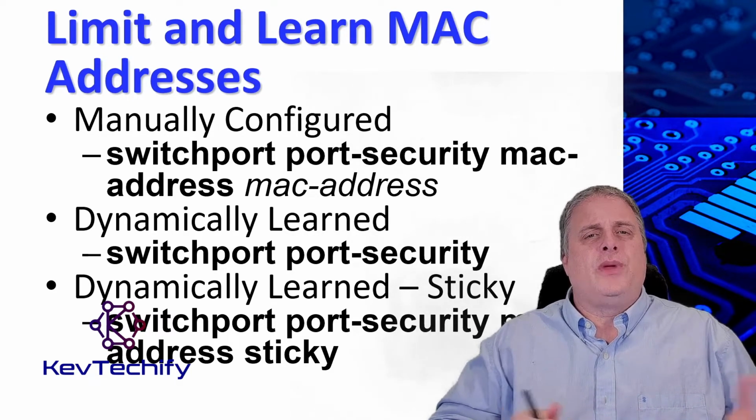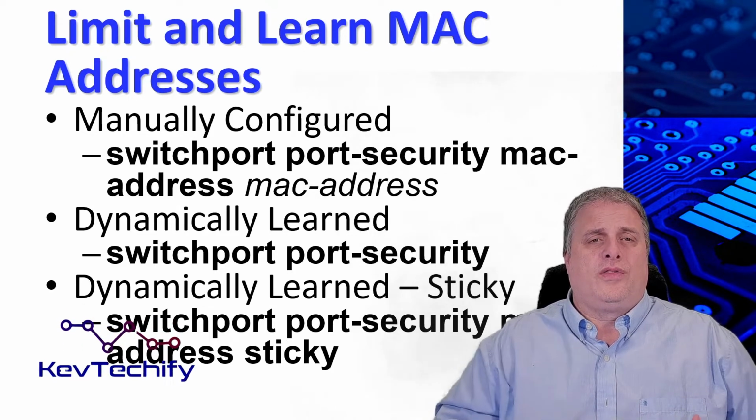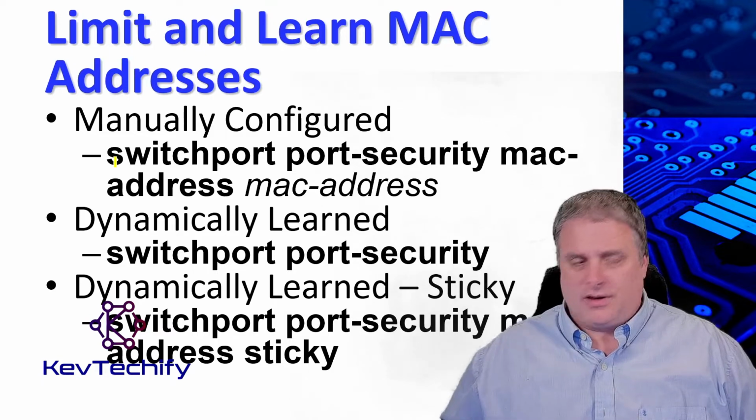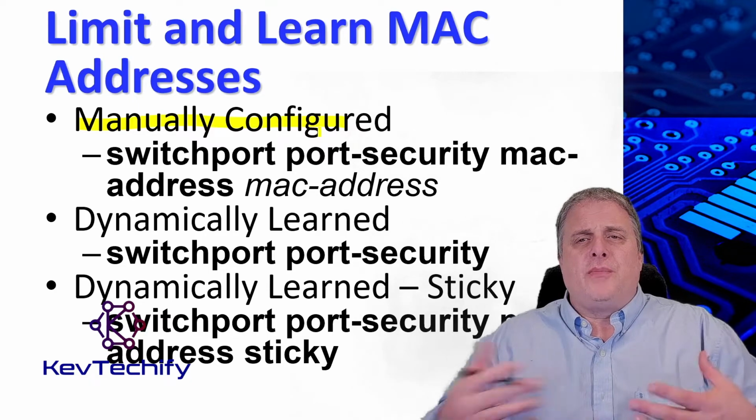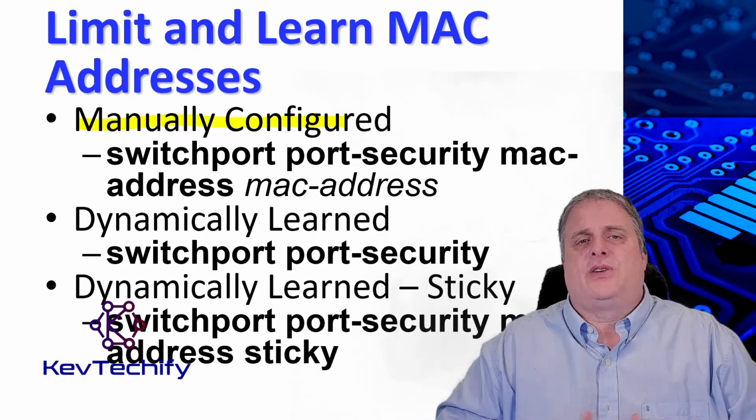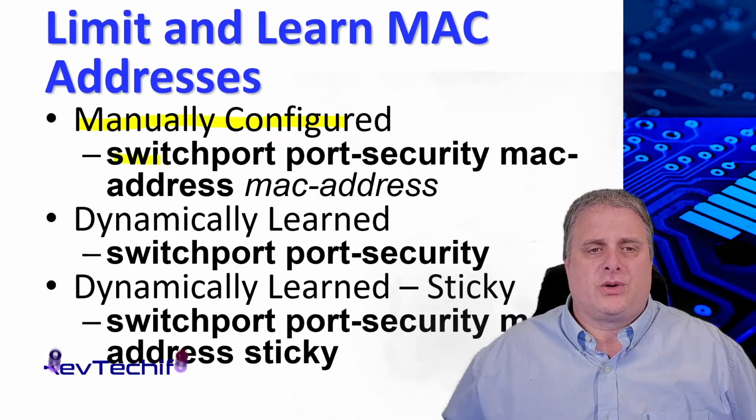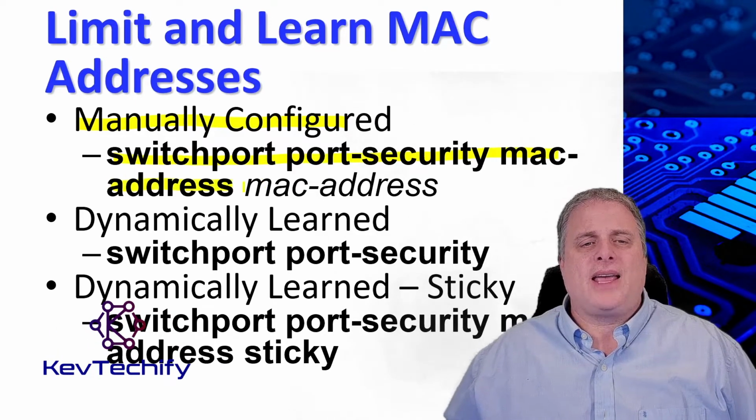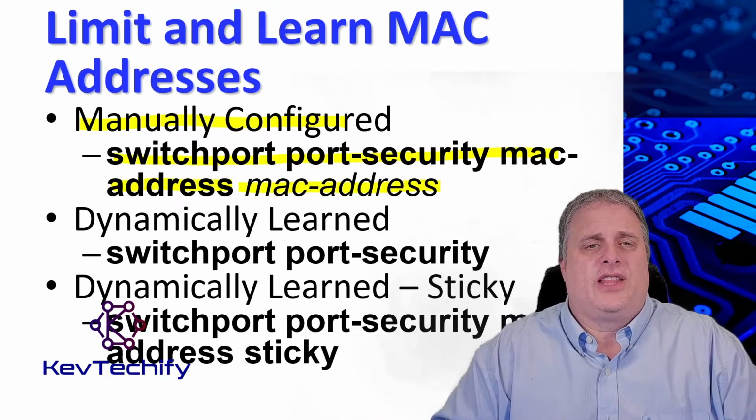The switch port can be configured to learn about MAC addresses on a secure port in one of 3 ways. First way here is manually configured. When you do manually configured, the administrator manually configures a static MAC address by using the switchport port-security mac-address function. So switchport port-security mac-address, and then the MAC address of the device you want to allow to connect into that port.